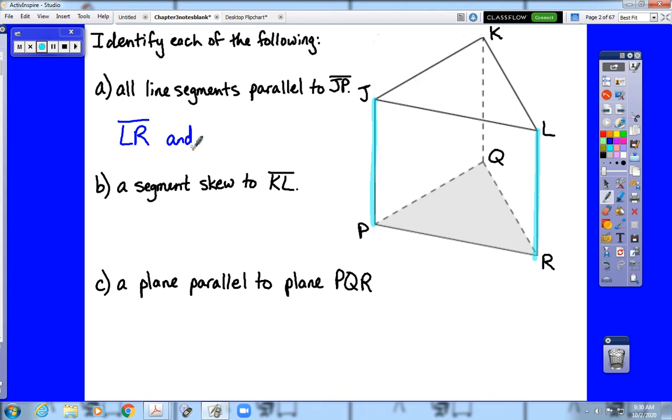The other one that could be used as an answer here, and we have to be a little bit careful as I erase stuff here. Oh, see, that's why. Okay, the other one that we could use is back here on the back corner. KQ is also parallel to JP because it is coplanar in plane JPQ, and they are both vertical line segments, which means if we extended them, they would never intersect. So KQ is the other line segment that we could use here. You could also say QK, it makes no difference.